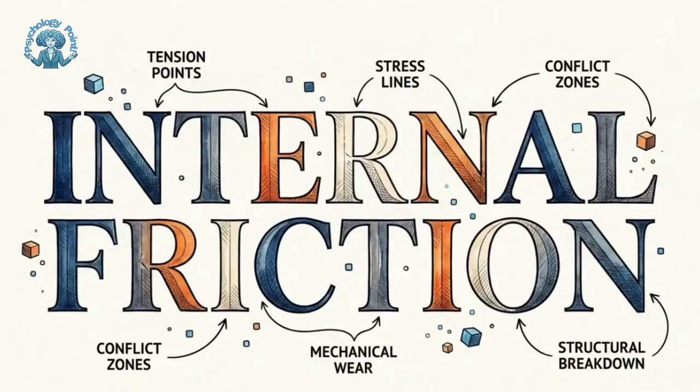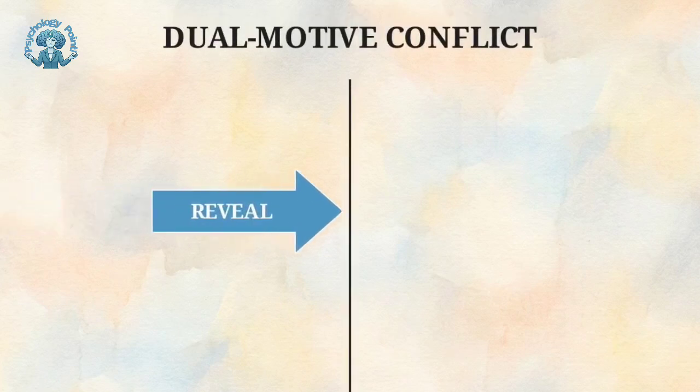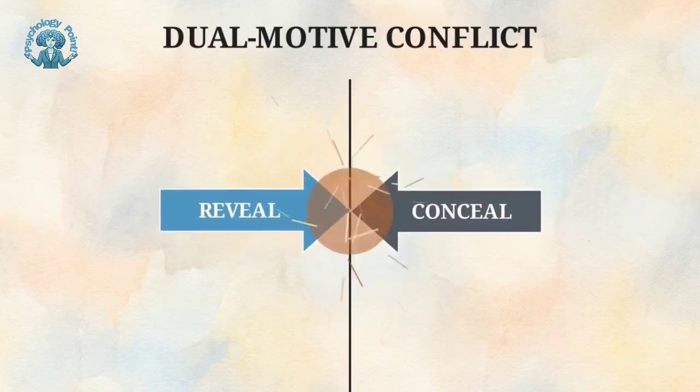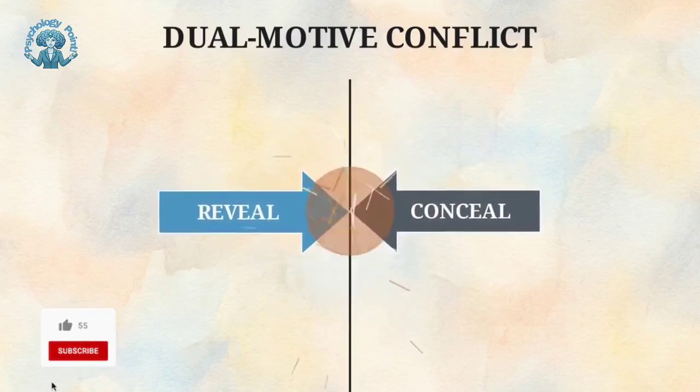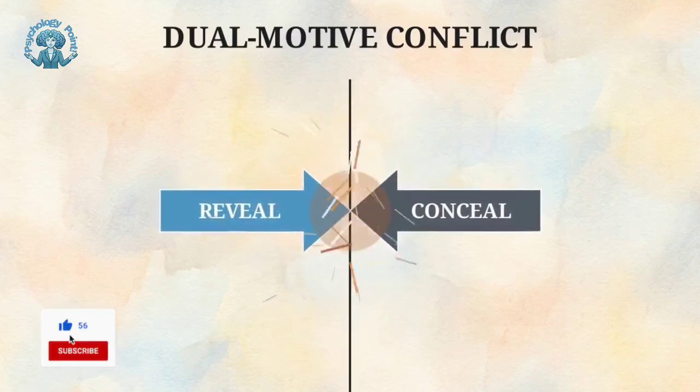The intersection of these models produces a highly specific clinical state, the dual motive conflict. This maps the mechanics of the dual motive conflict. An outward biological urge to reveal the true self directly opposes a defensive urge to remain compliant. These vectors grind against each other constantly. This high-friction psychological state drives clinical anxiety and depression.